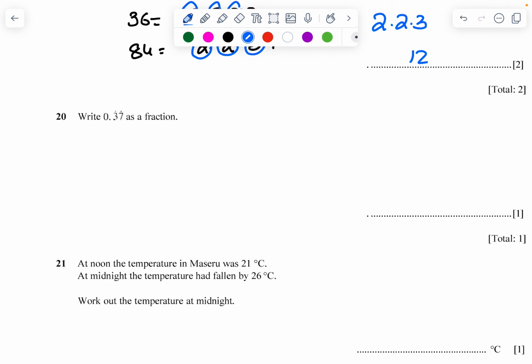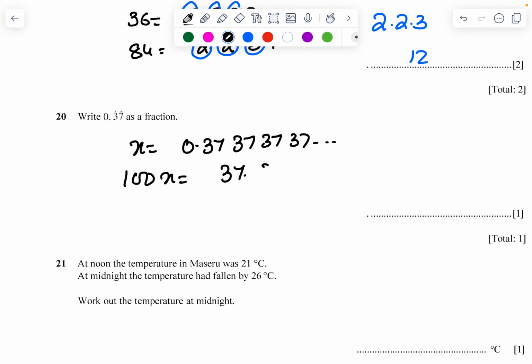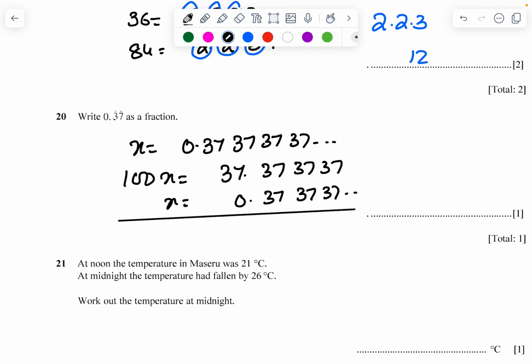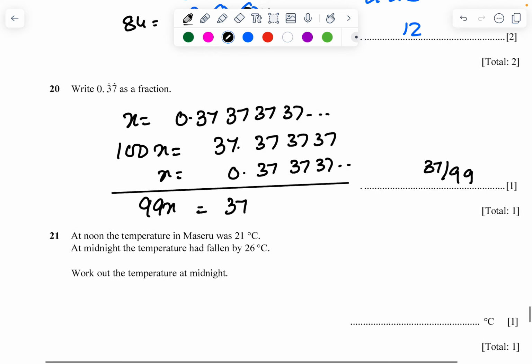Again, 0.37 recurring as a fraction. So x equals 0.373737 and so on. So 100x equals 37.3737. So 99x equals 37. x equals 37 by 99.